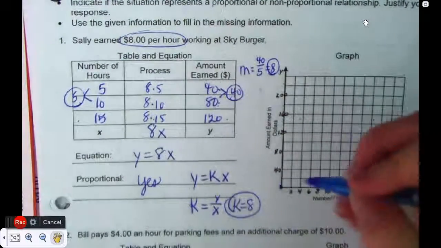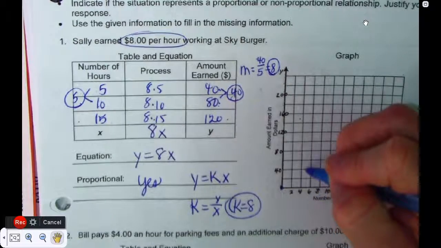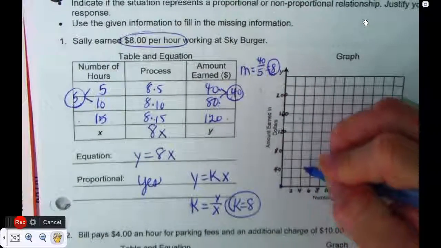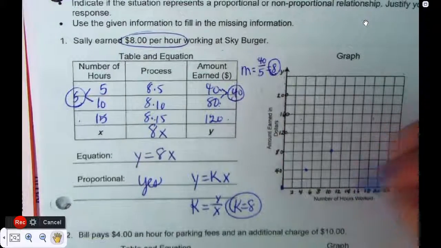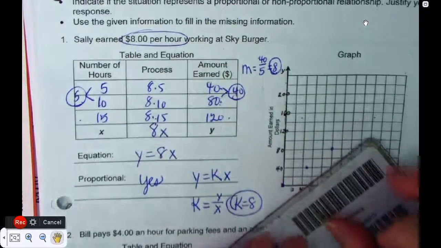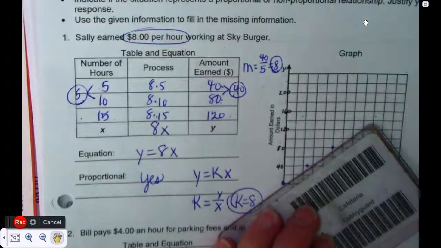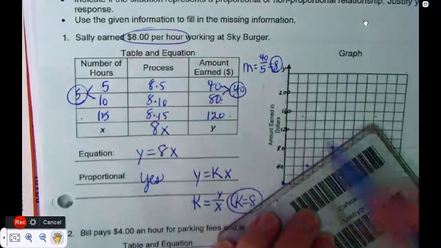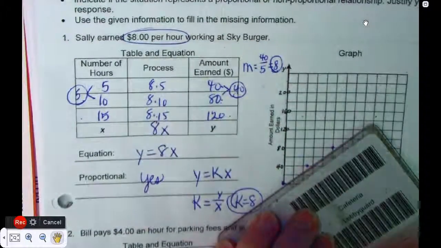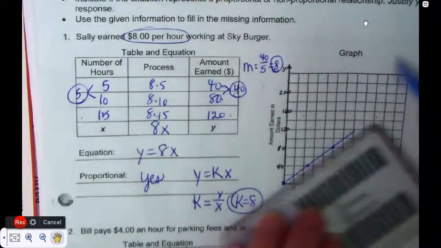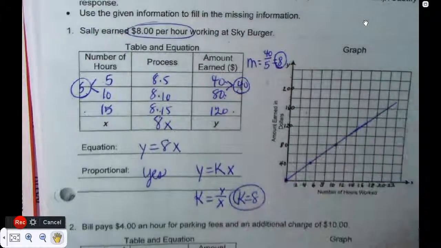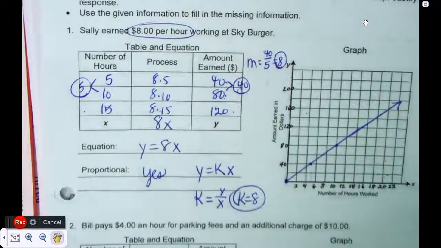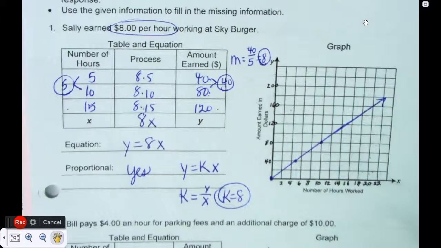0, 0. 5 is 40. 10 is 80. And really don't even have to do any more. I got 3 points. I'm going to go graph it. Oh, can you work part of an hour? No. I mean, yes. Yes. So continuous. Continuous. Yes. Line.